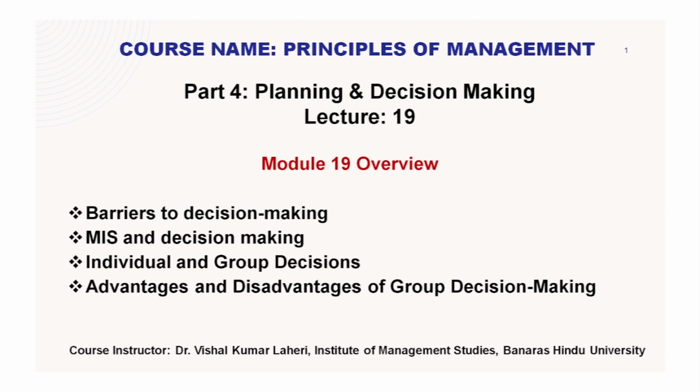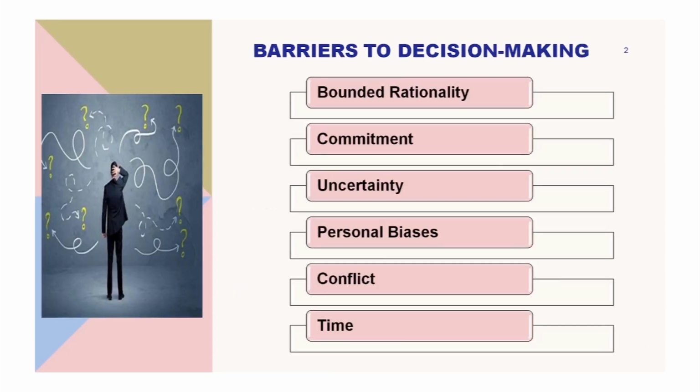So in module 19, we will be discussing the barriers to decision making, management information system and decision making, and the difference between individual and group decision making, their advantages and disadvantages. So let us understand about the barriers to decision making.